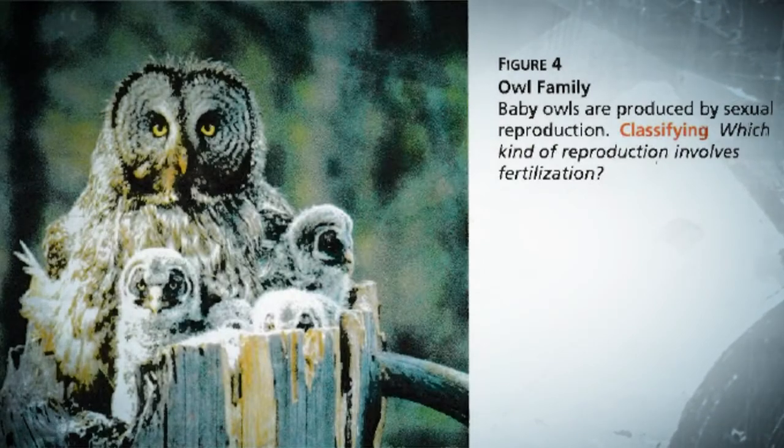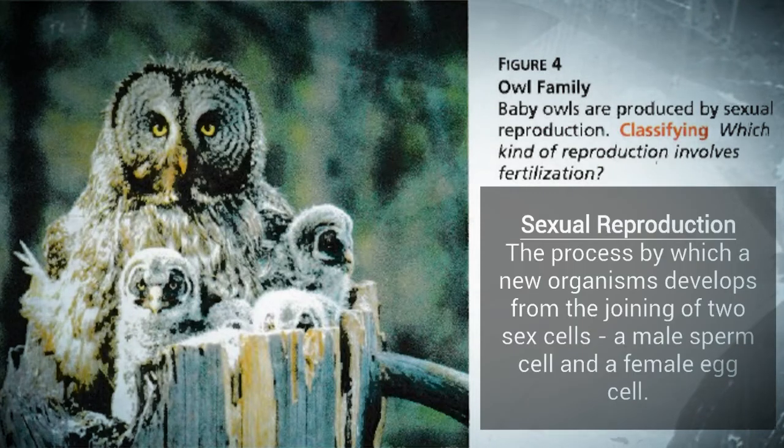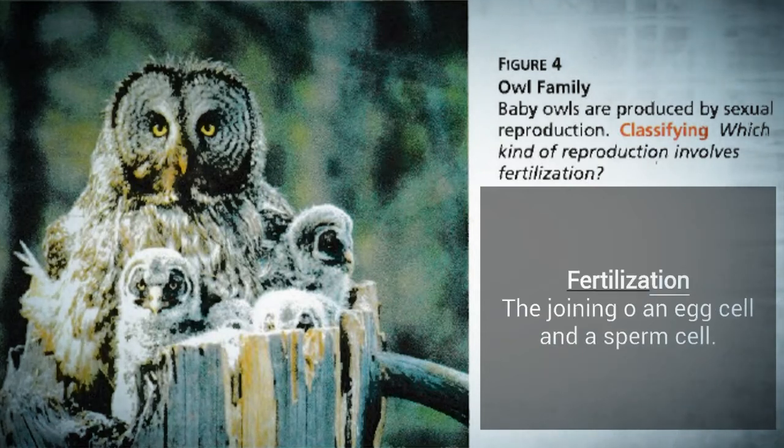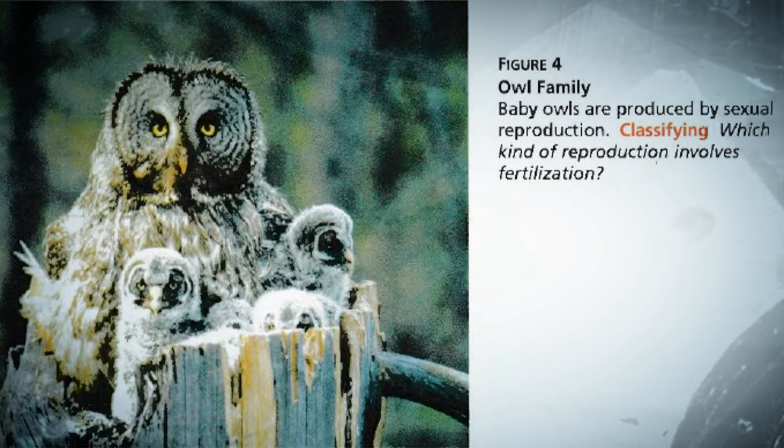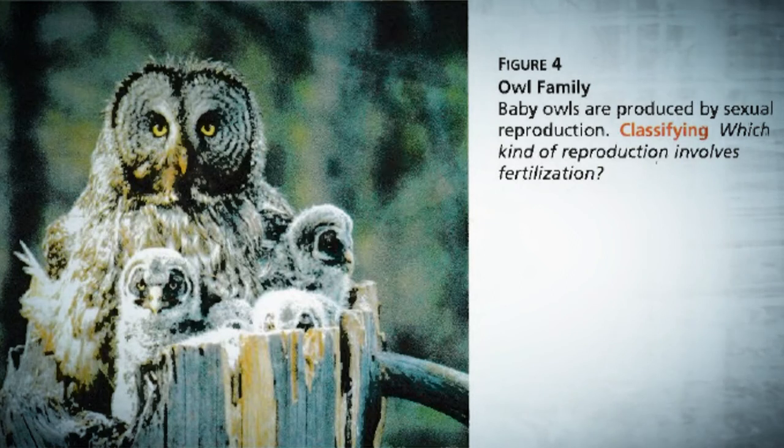Most animals reproduce sexually. Sexual reproduction is the process by which a new organism develops from the joining of two sex cells, a male sperm cell and a female egg cell. The joining of an egg cell and a sperm cell is called fertilization. Sperm and egg cells carry information about the characteristics of the parents that produced them, such as size and color. New individuals resulting from sexual reproduction have a combination of characteristics from both parents.